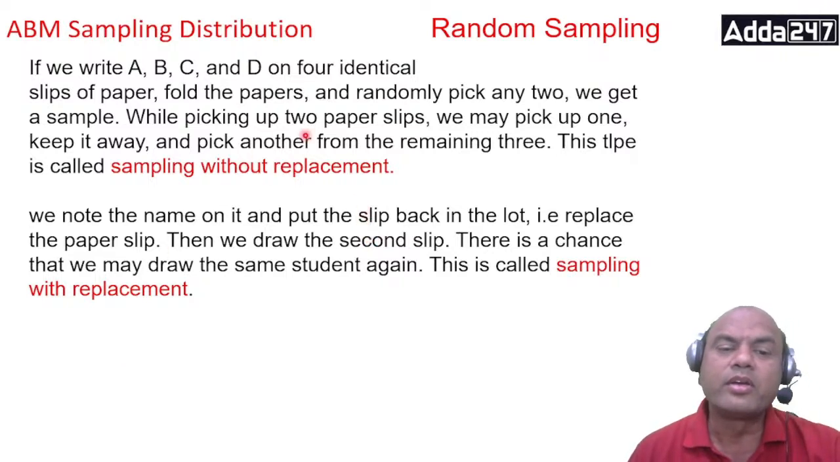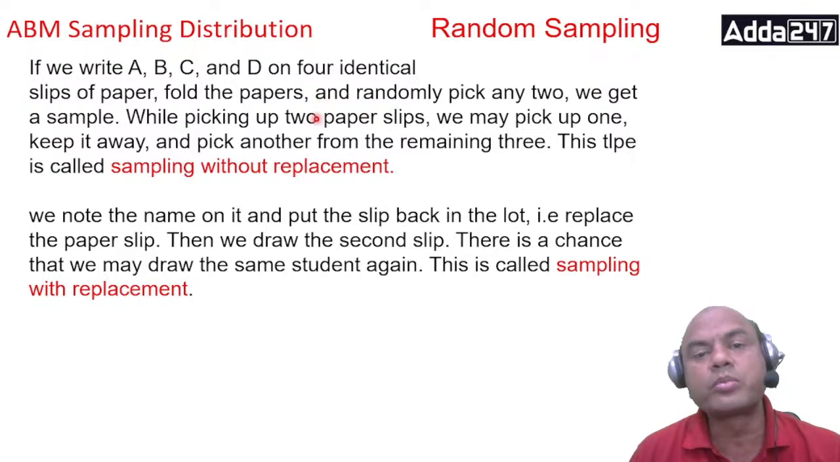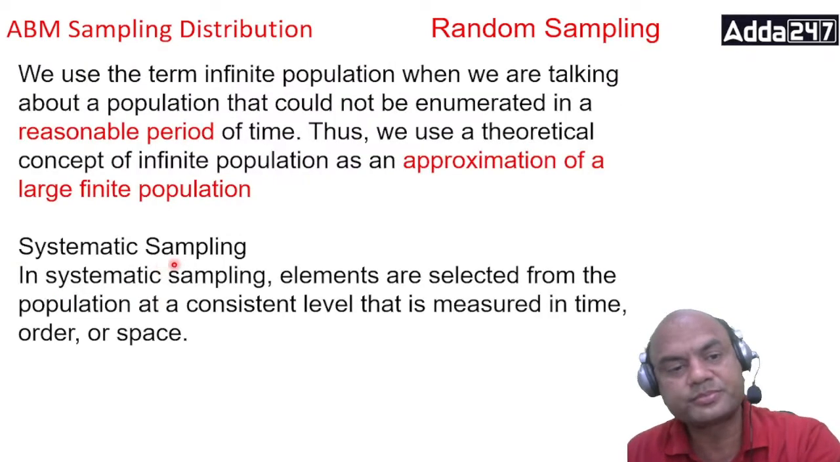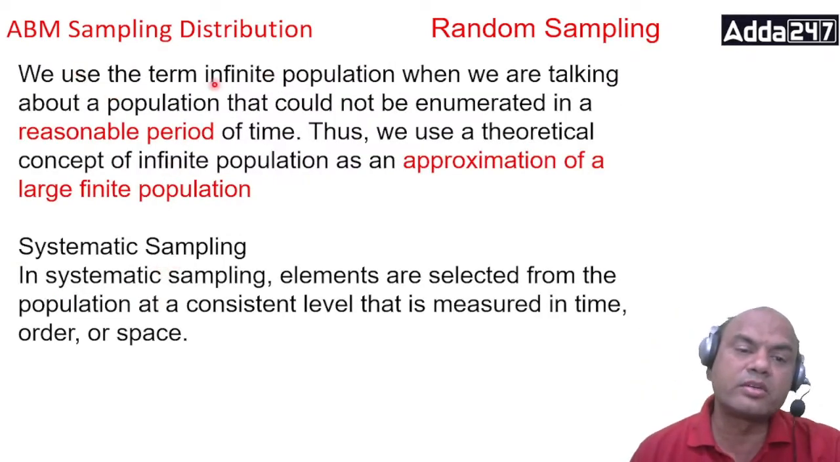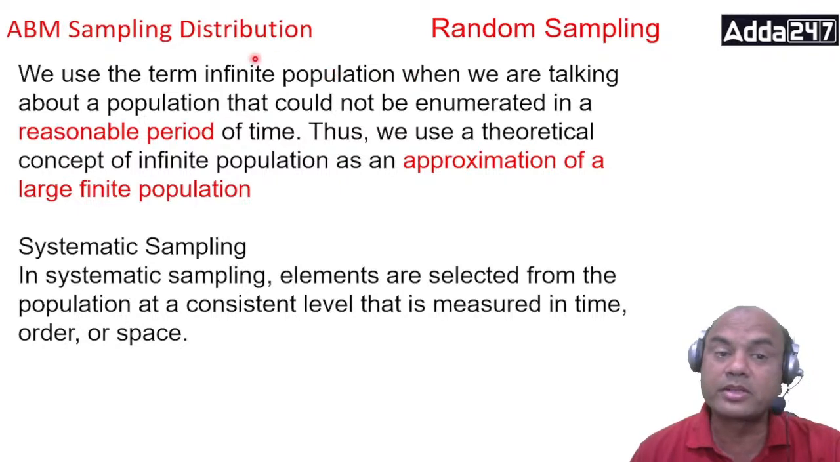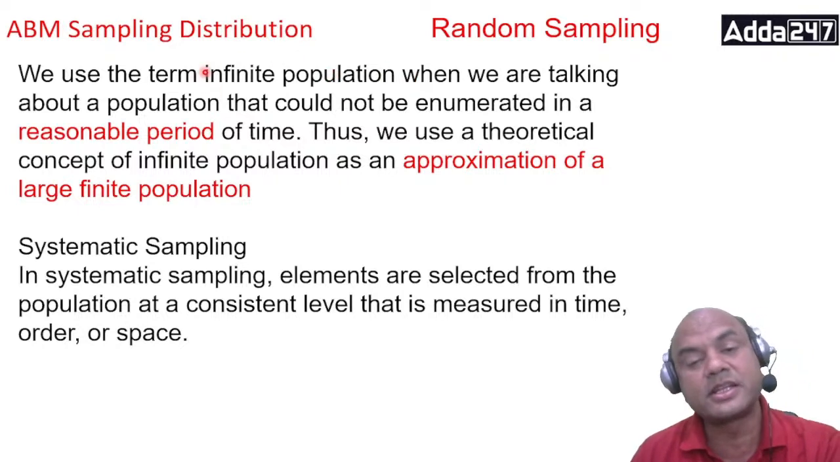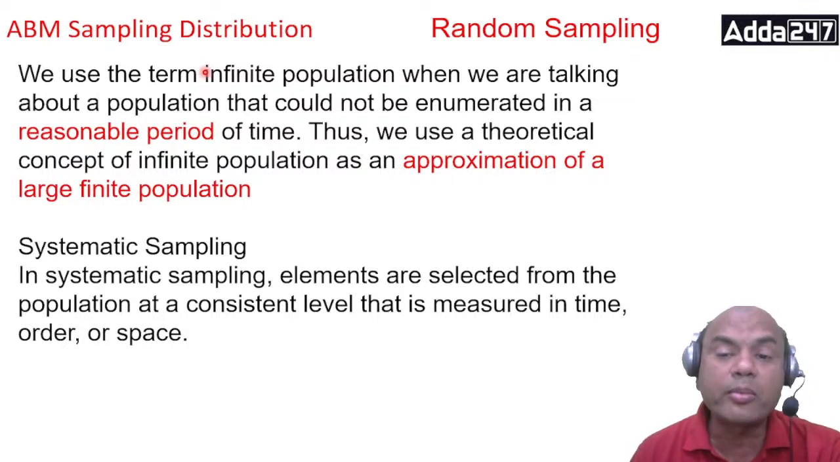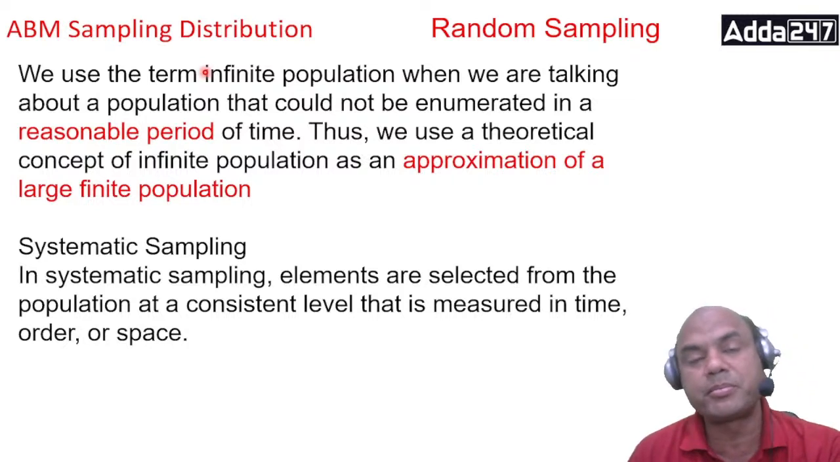With and without. Whenever I take any slip, I don't put it back in that box or whatever it is, right? So that is without, and this is with. We use the term infinite population now because this term is asked in the exam, when we are talking about a population that could not be enumerated in a reasonable time period.